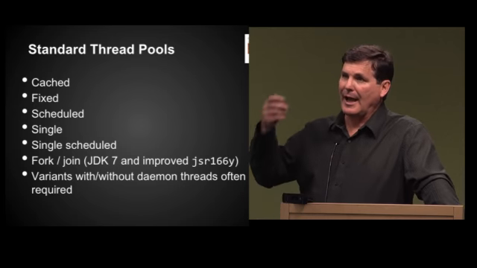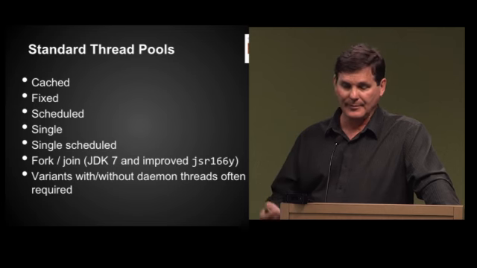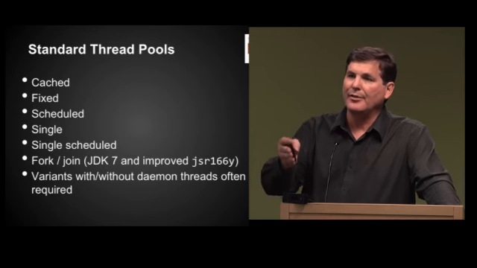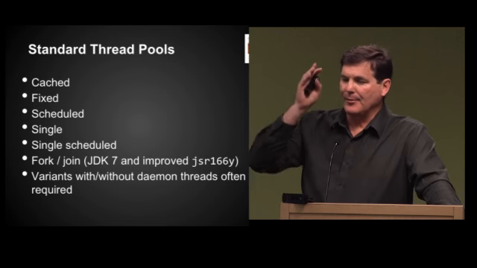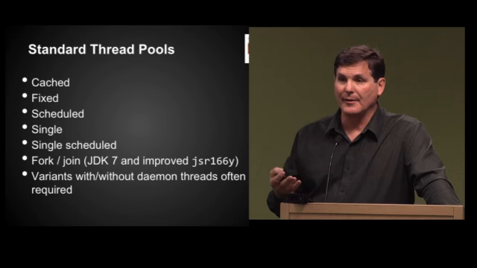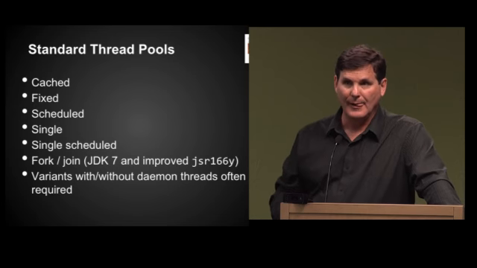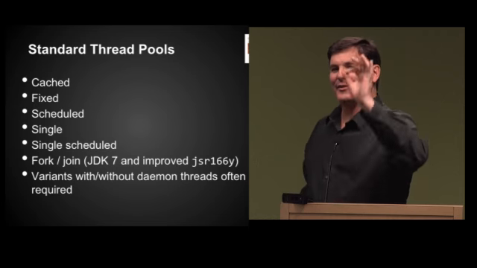If you want to have something that happens on regular intervals, scheduled pools are good for that. If you want to have just one thread, perhaps pinned to a resource, and your thread pool is basically dedicated to serving that resource, a single thread pool is good for you. And then there's the single scheduled, where you have this one resource that happens periodically.